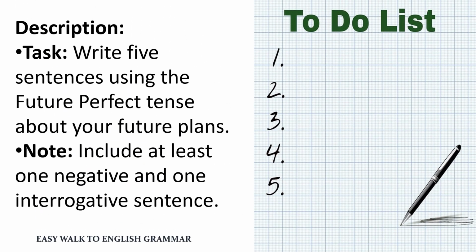Here is a small work for you once again. Write a minimum of 5 sentences using the future perfect tense about your future plans. Include at least one negative and one interrogative sentence. This will help you a lot in achieving proficiency in using the future perfect tense.